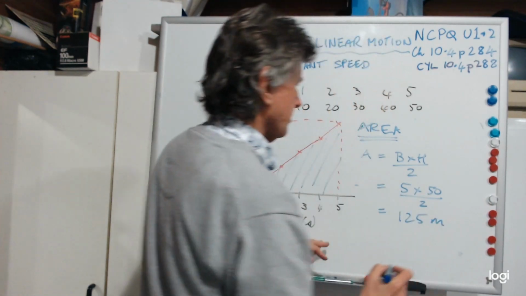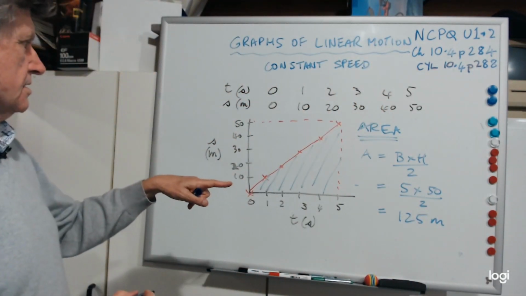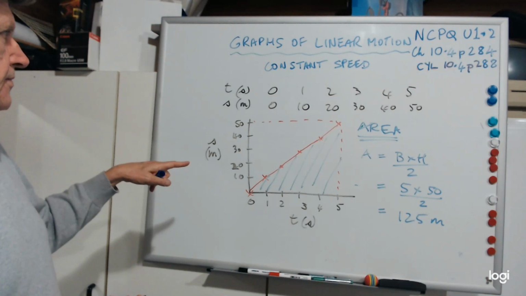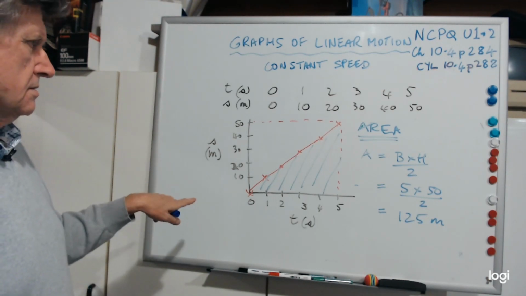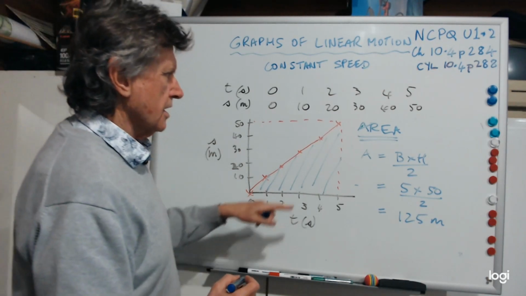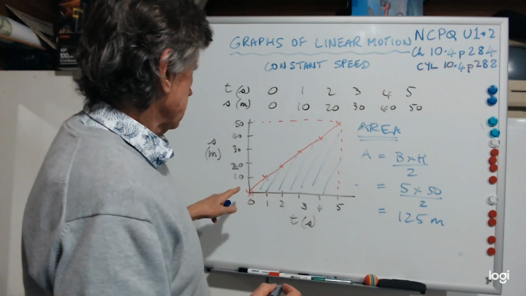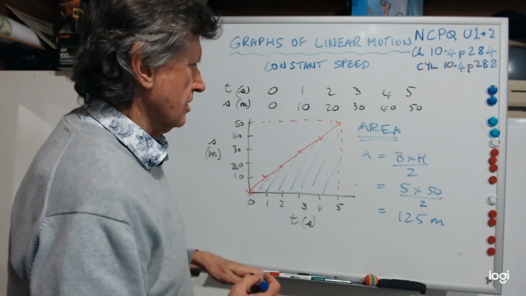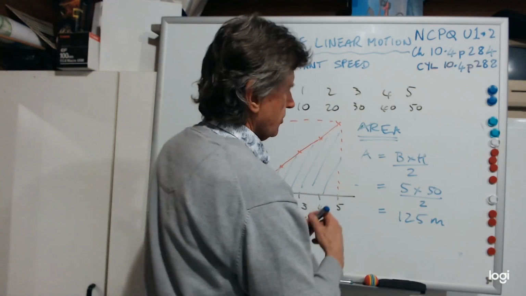What have I done wrong there? 5 seconds. The area, that's not right. The area is nothing. Cross that out.